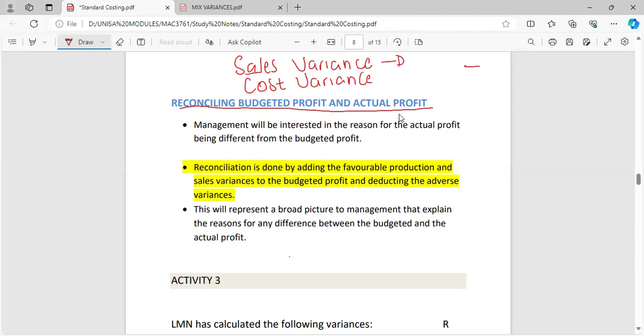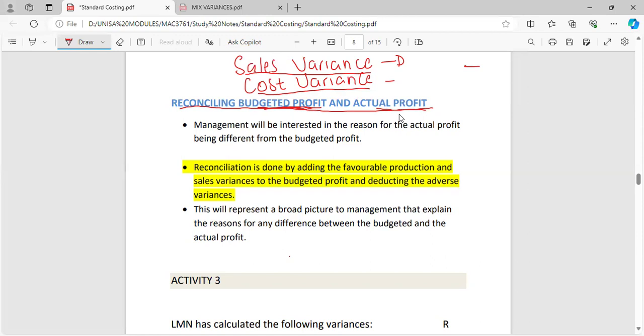sales variance, then that favorable sales variance is going to increase our budgeted profit. If it is unfavorable, then it's going to reduce our budgeted profit. The same applies to the cost variances. If a cost variance is a favorable cost variance, then it means we have used less than what we were expected. So in that case, it means we need to adjust the budgeted profit to arrive at the actual profit by that favorable cost variance.